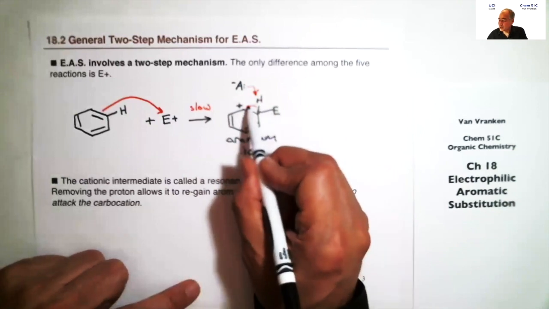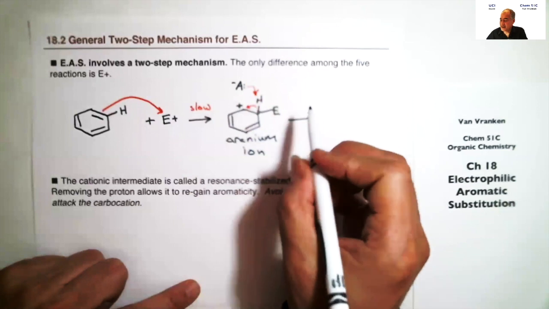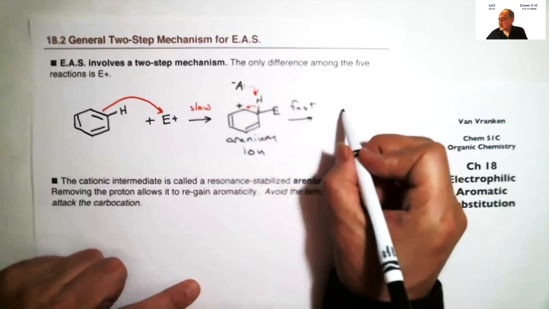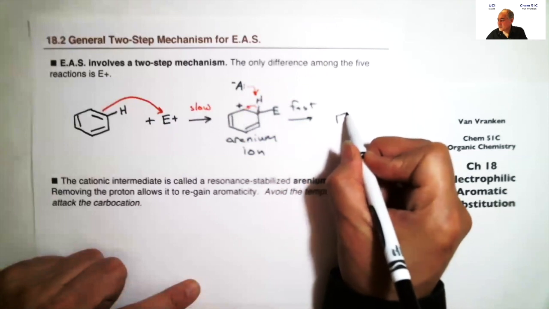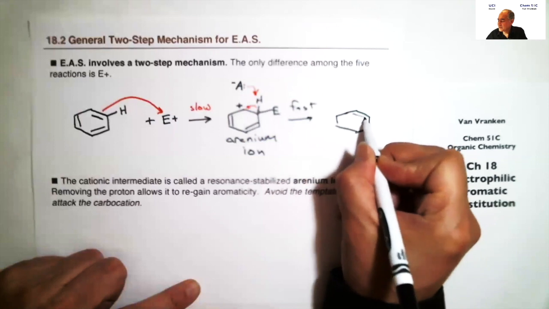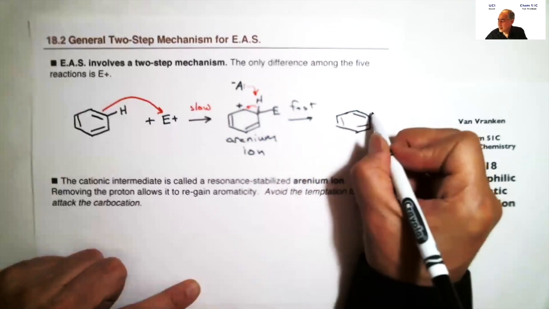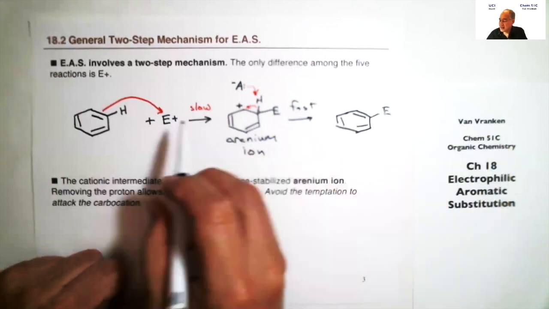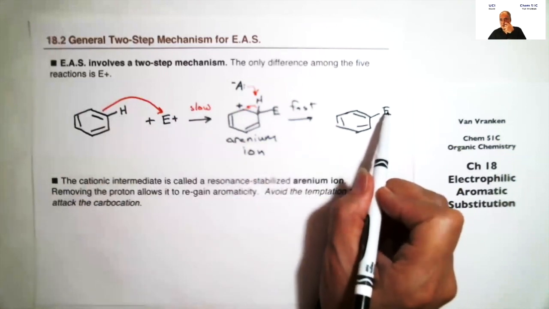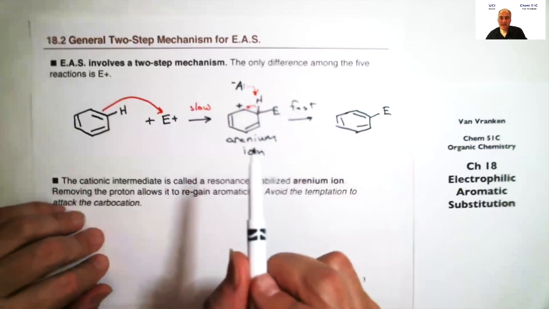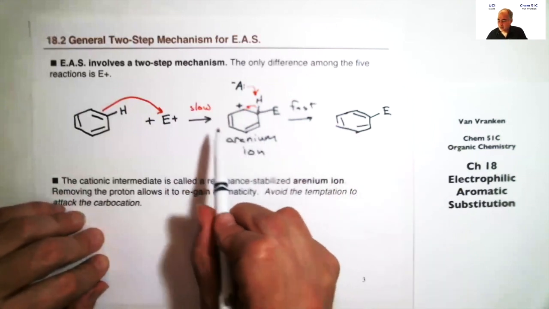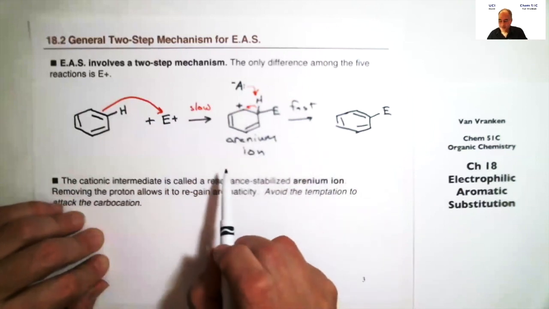So you have to pull this proton off to regenerate aromaticity, and that's easy. We're not worried about what the A minus is because anything can do that, but we have to symbolize it with something. So when we do that, we regenerate aromaticity, and we now have replaced an H atom on a benzene ring with some sort of a powerful electrophile. All 5 of those reaction recipes that we showed you go through that reaction mechanism. So that's the reaction mechanism here.